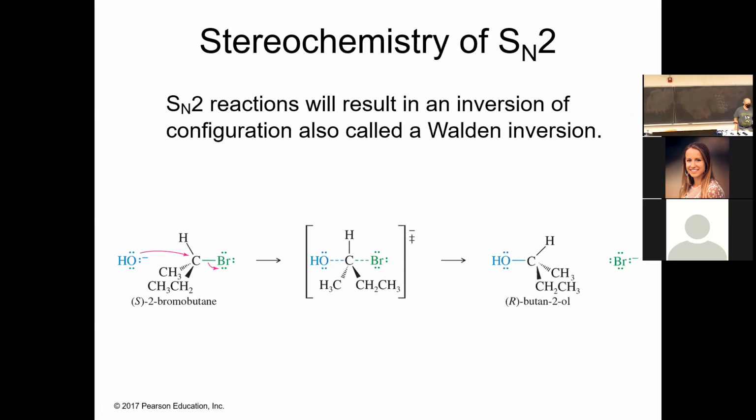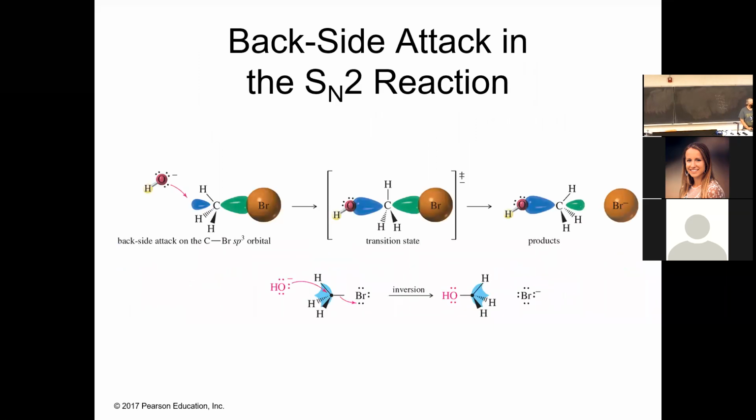And so our product is R-butan-2-ol. So it turns inside out. This is called the Walden inversion. The nucleophile attacks from the back.